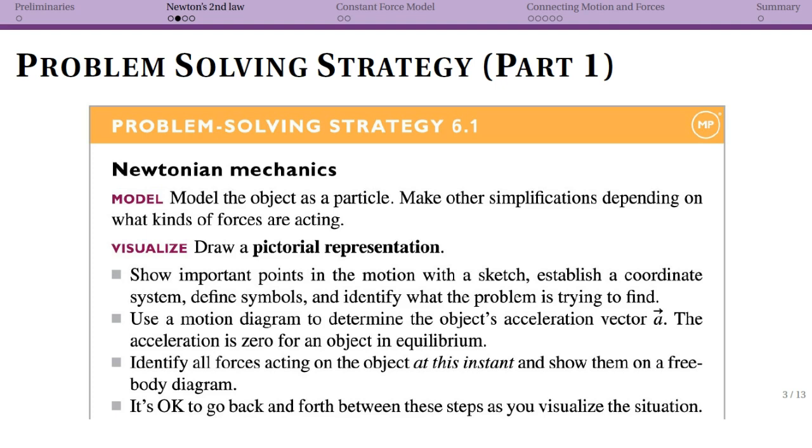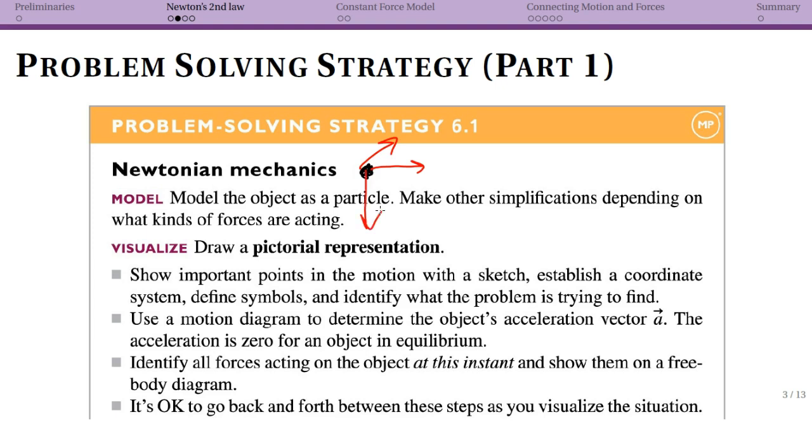So first, our model. Model the object as a particle. That's why when we draw it, we typically draw it as just a black dot, and we are going to say that all of our forces act there. We don't actually care if it's a box, or whether the force is acting on top or bottom, that's fine.